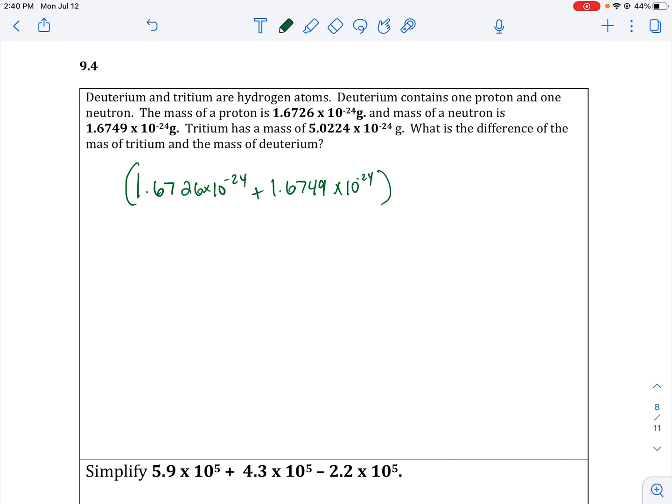All right, here in this lesson, we're going to be covering operations in scientific notation, more dividing and multiplying, like we've been doing, but now we're including adding and subtracting.